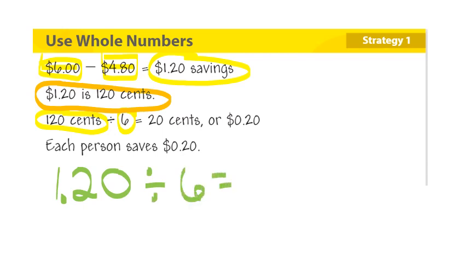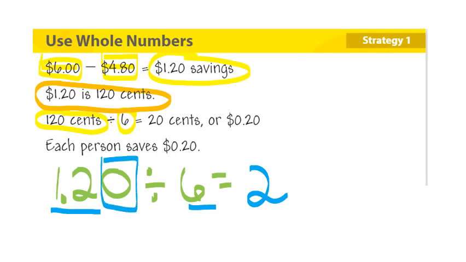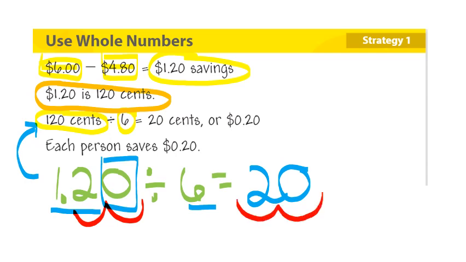I'm noticing right here that I see a 12 and a 6. I know 12 divided by 6 is 2, but it's 12 groups of 10 divided by 6. So I end up with 20, but it's 20 hundredths. Remember, we're dealing with 120 cents. So in my dividend, I have a decimal moving 2 places. So in my quotient, my decimal also needs to move 2 places. So each person saves 20 cents, and that makes sense.